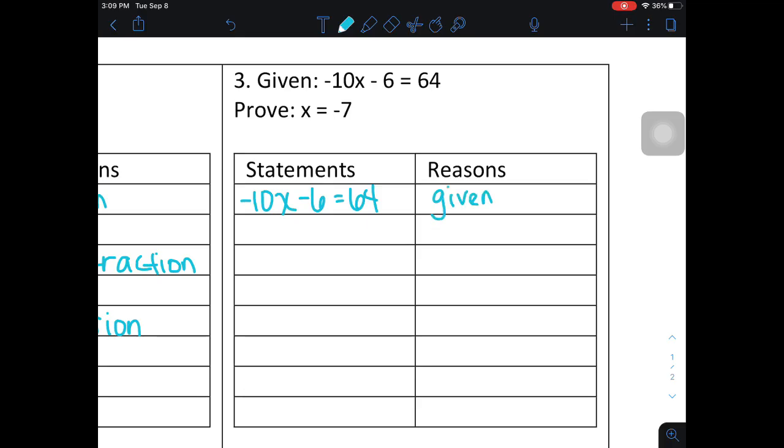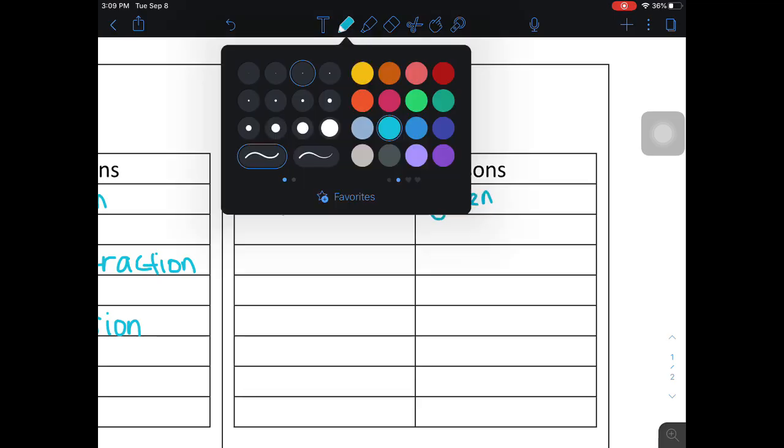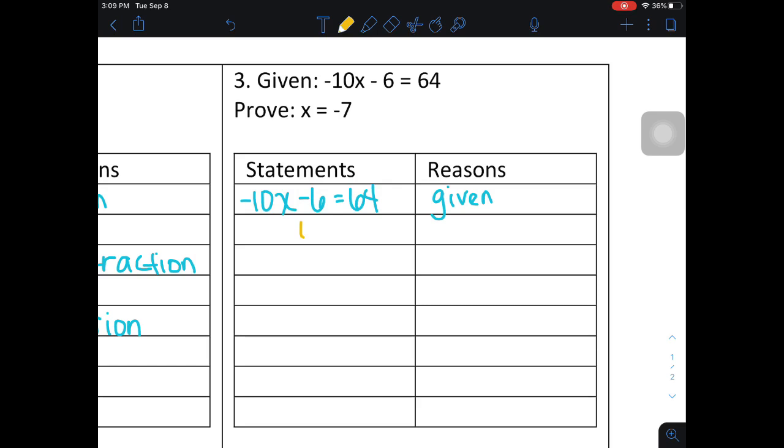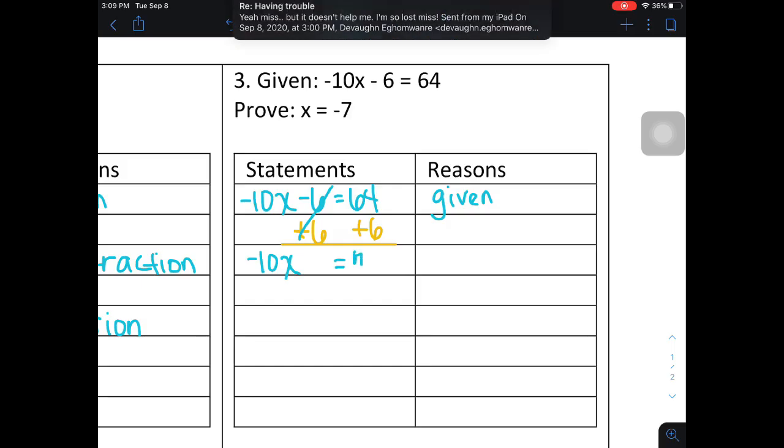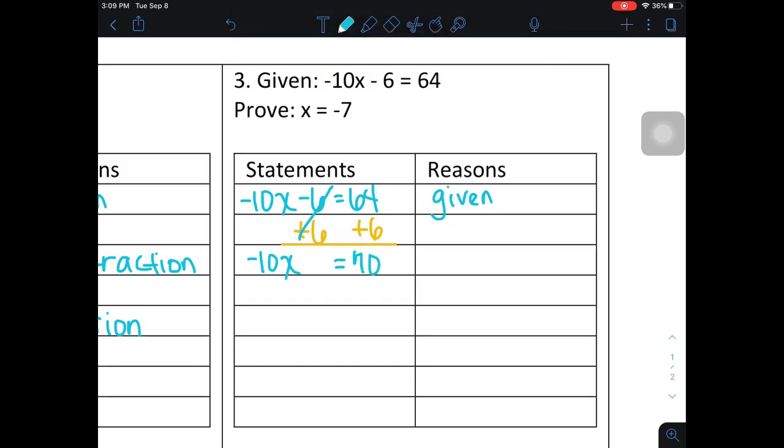We know that's true because it is given. So now we are going to go ahead and solve. So I see I have a minus 6. Let me go ahead and do the opposite by adding 6 to both sides of the equal sign. Then I'm going to bring down that 10x, negative 10x, excuse me. The 6 is 0 out. 64 plus 6 is 70.